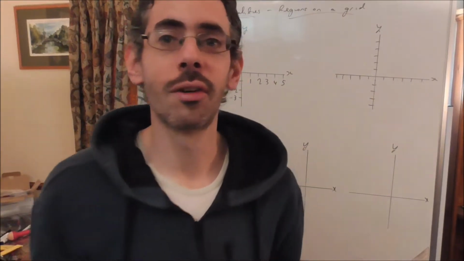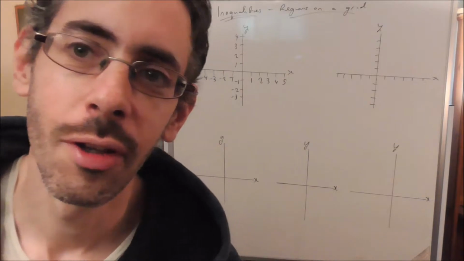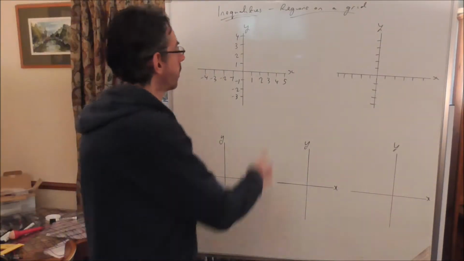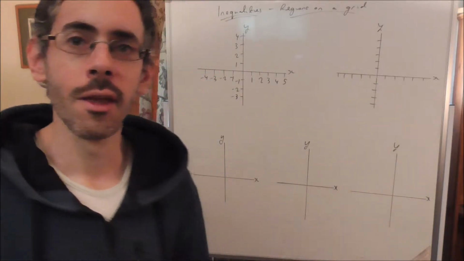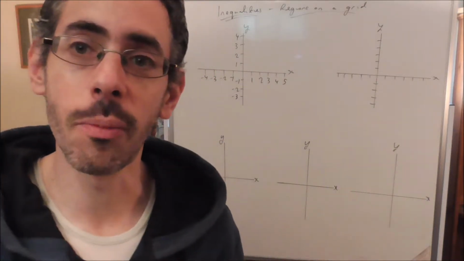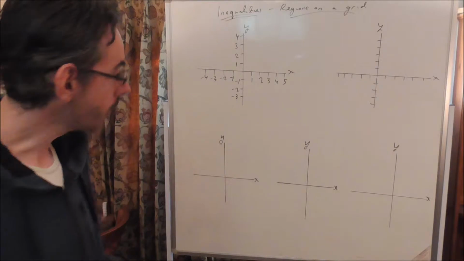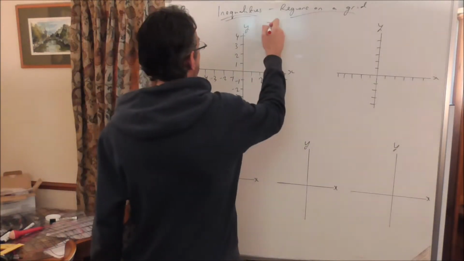Right, so welcome to this lesson on inequalities, regions on a grid. I'm going to be drawing lines on these grids, and I'm going to be shading the regions either side of those lines, and I'm going to be using inequalities to describe those regions. So let's start with the line x equals 3.